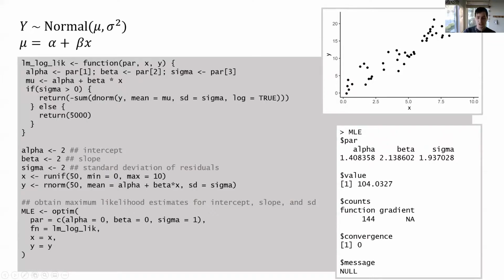Pause this video and make sure the code makes sense to you, especially the negative log likelihood function. If you're confused though, no worries. We'll be using the same negative log likelihood function for our lab on Monday, so you'll have more opportunities to make sense of it.